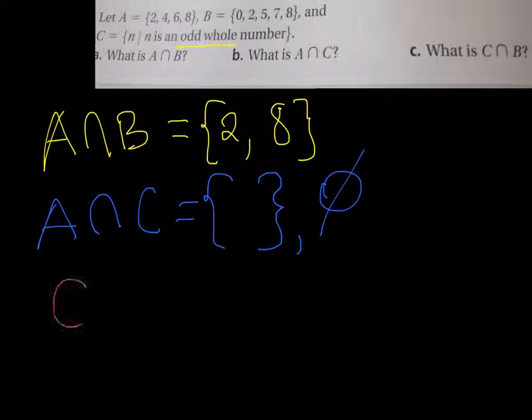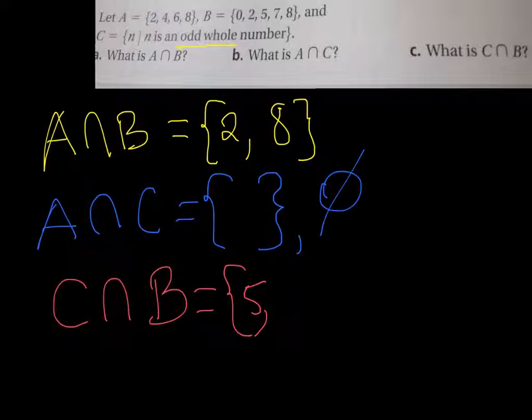What is C intersection B? Well, again, n is an odd whole number, that's C. So for B, let's look at it. Well, we can just work our way through B and say, is 0 an odd whole number? No. Is 2 an odd whole number? No, it's even. 5? Yes, 5 is an odd whole number. 7? Yes, 7 is an odd whole number. 8? No. 8 is even. So the intersection of set C and set B is 5 and 7.